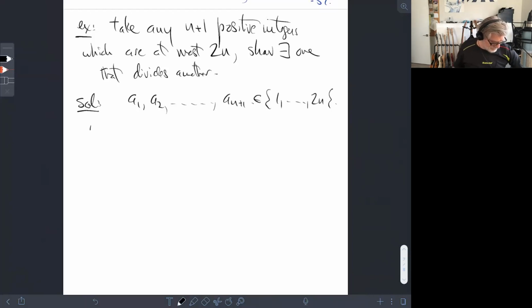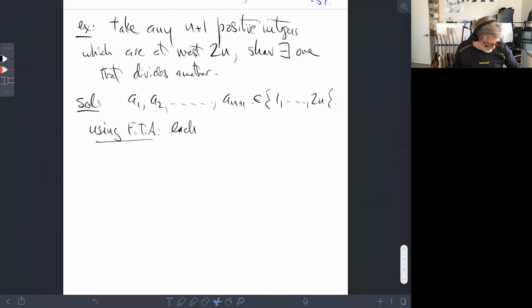If you use the fundamental theorem of arithmetic, you can factor all these numbers as a product of primes. Primes come in 2 different flavors: the even one, which is 2, and the odd ones, all the other ones. I'm not going to use the fundamental theorem of arithmetic full force. I'm just going to write my numbers as a certain power of 2 times an odd number. The fundamental theorem of arithmetic will guarantee this.